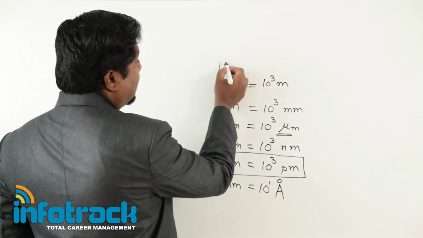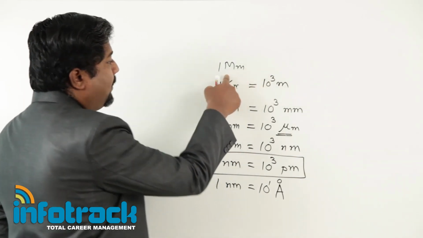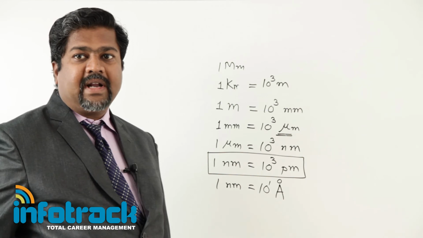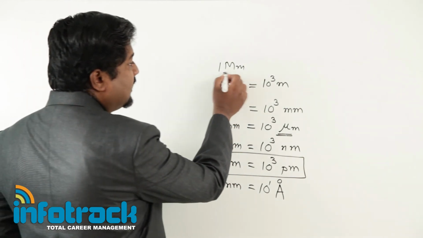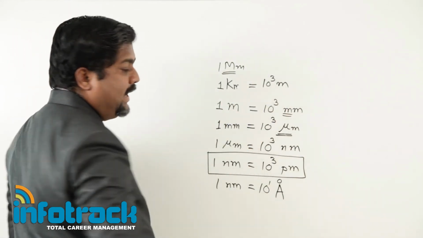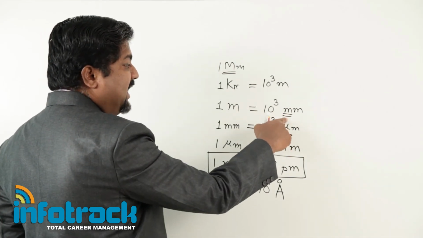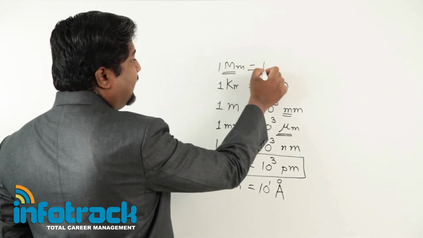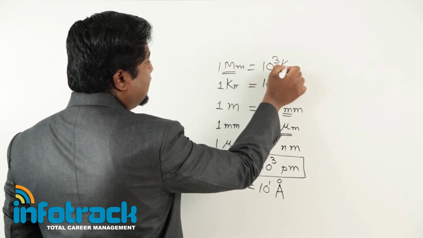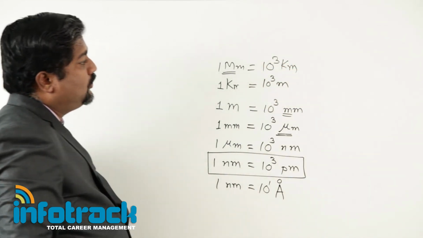Now here I am writing another word, megameter, with a capital M, whereas check out that milli is small m. Both are mm, but here I have to pronounce it as millimeter, and here megameter, that is equal to 10 raised to 3 kilometer, and so on.